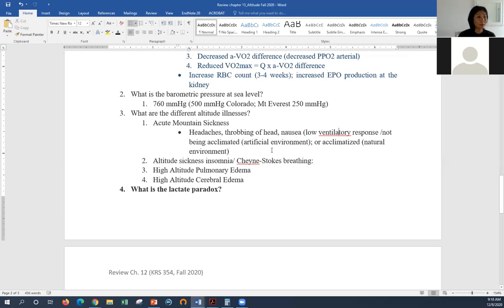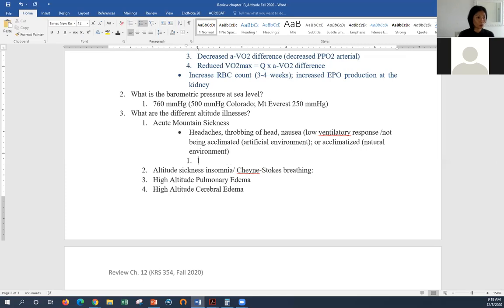So if you're not ventilating, if you have a low ventilatory response, this means that you are going to become acidotic, right? Think about when we talked about ventilatory threshold, the inability to get rid of that hydrogen ion is what's causing the acidosis. So a low ventilatory response in this scenario would also cause acidosis.